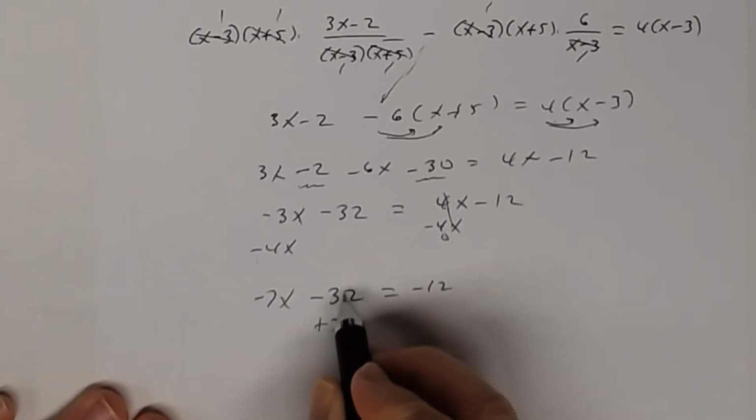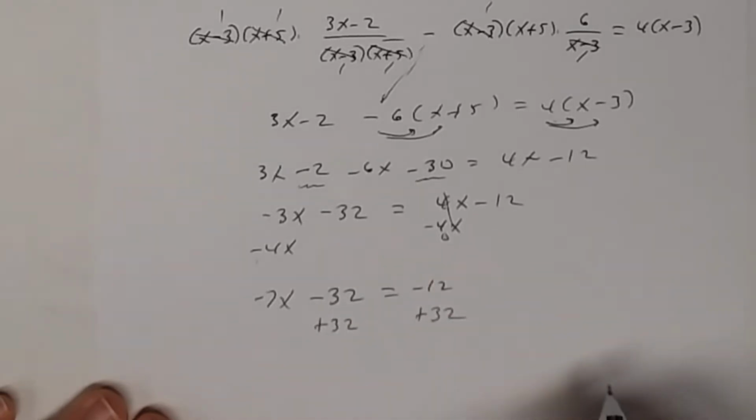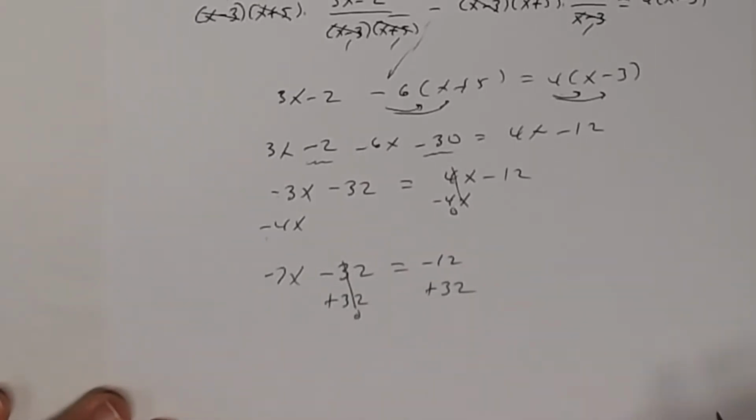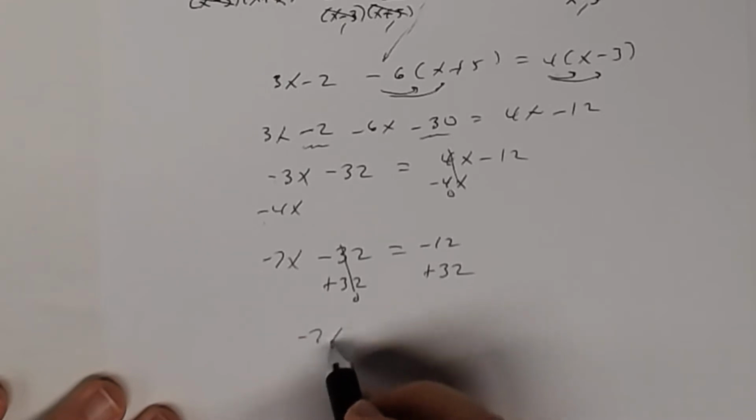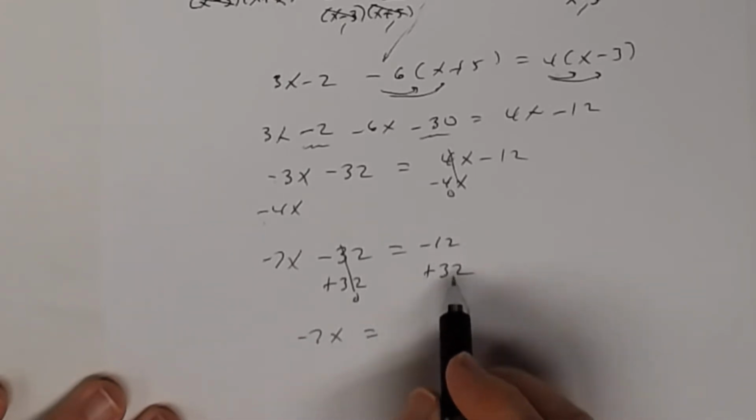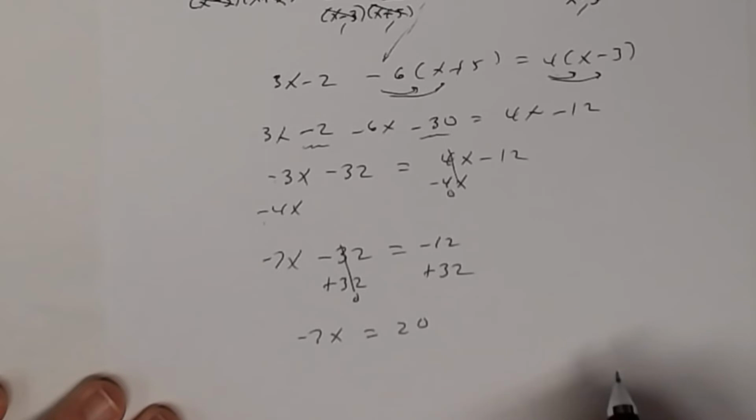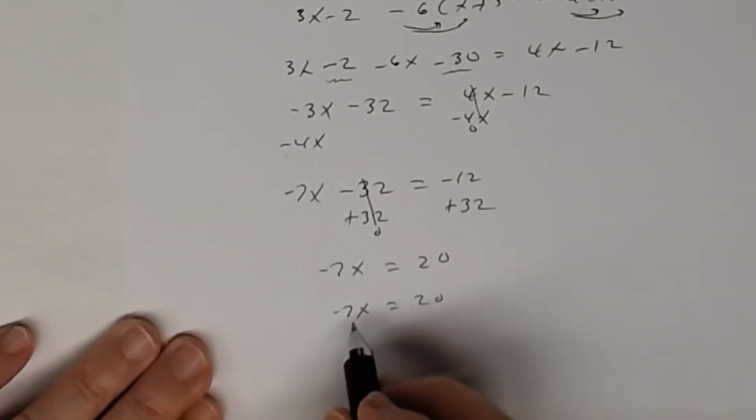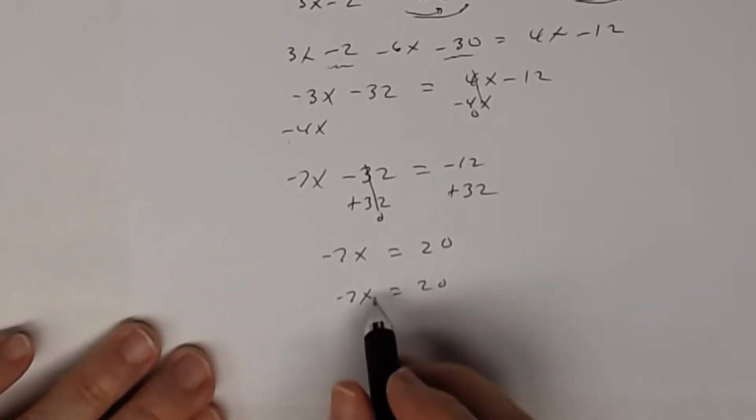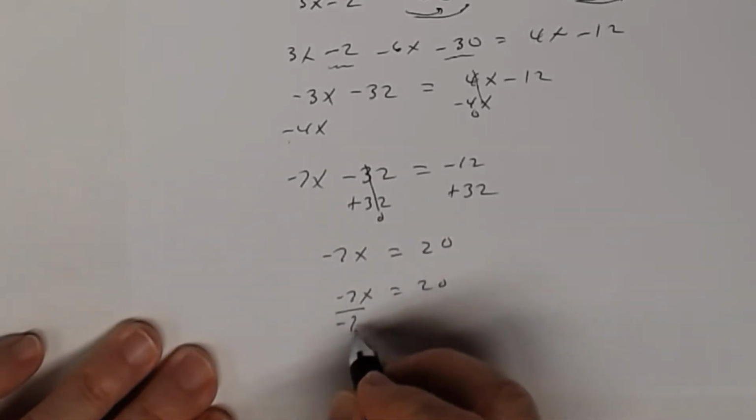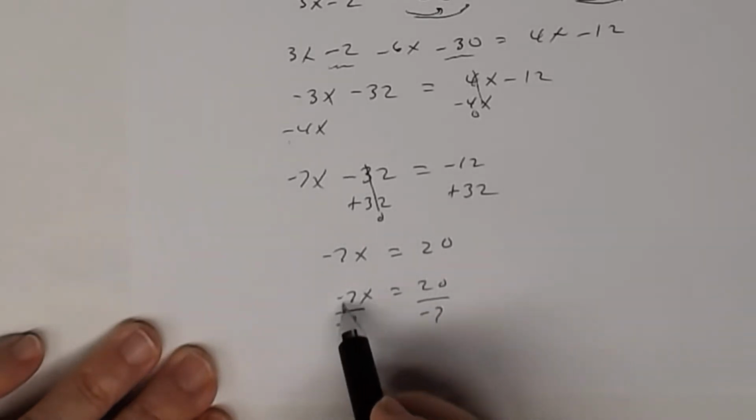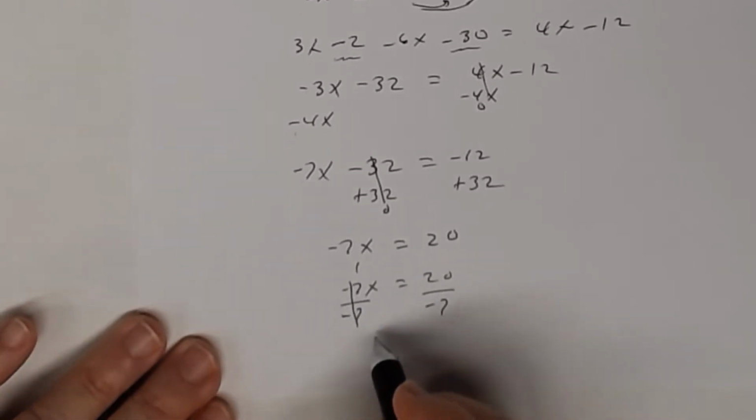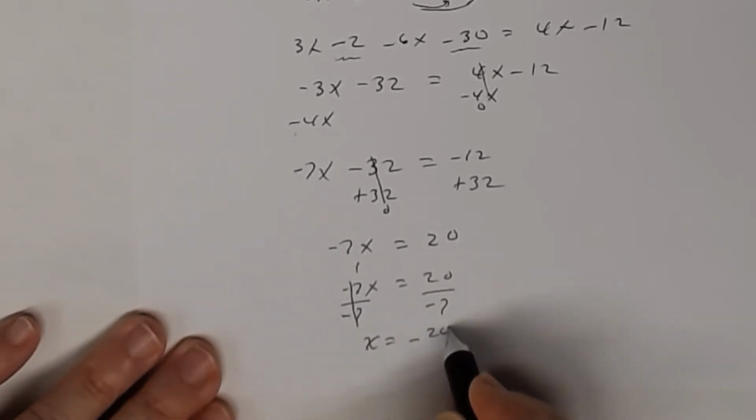Adding 32 to both sides, what you do to one side, you do to the other for it to be mathematically correct. Combining like terms, these are opposites, I get 0, and so I get negative 7x equal negative 12 and 32 is 20. And then to get x by itself, we're now multiplying x by negative 7. The opposite of multiplication is division. So I'm going to divide both sides by negative 7. Divide by the coefficient. Negative 7 divided by negative 7 is 1. 1 times x is x, equal negative 20 over 7.